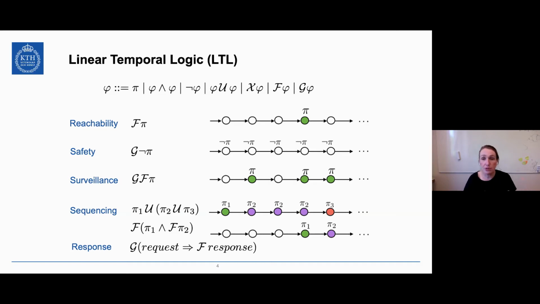And you can combine these operators in much more complex formulas. Like for surveillance, always eventually pi will mean that you will keep seeing pi. Or you can sequence the goals.